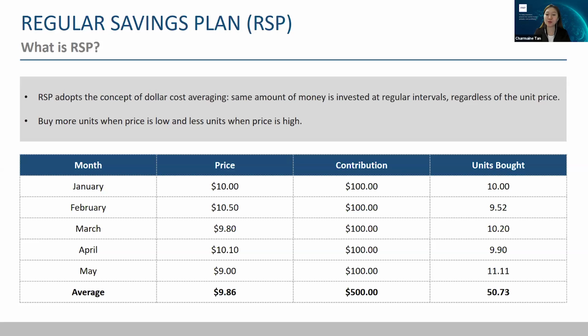If the investor chooses to throw all $500 in January, he will obtain only 50 units at an average entry price of $10. Hence, it may be more prudent to adopt RSP, as you would be able to obtain more than 50 units and at a lower entry price of $9.86.